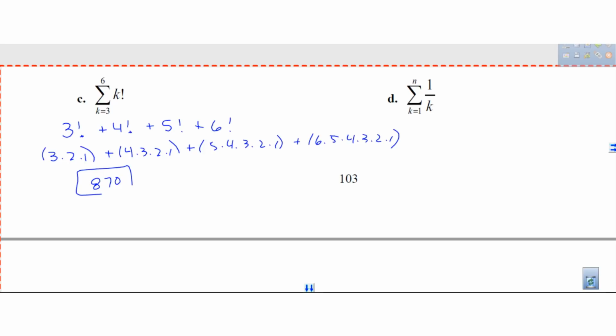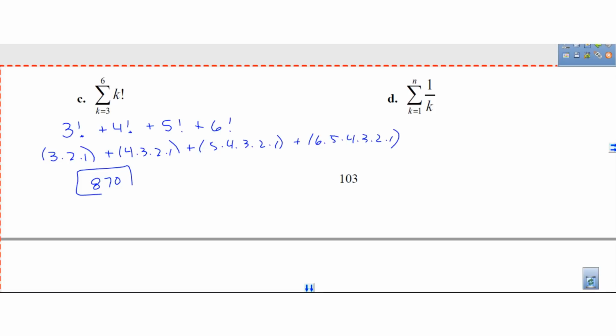Okay, look at question D. Question D is kind of weird. Does anyone see why it's weird? It ends at N. Yeah. Do we know what N is? No, we don't know what N is. So you really can't find it, but we can set it up.